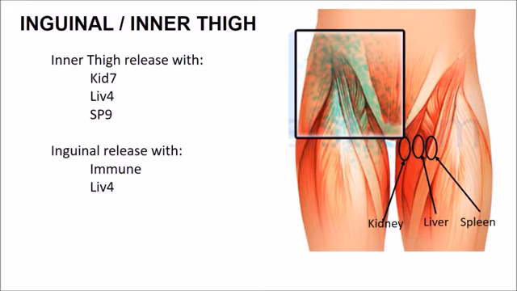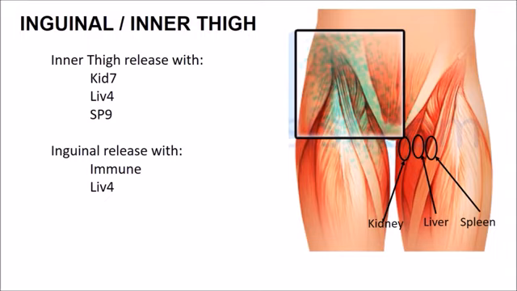Tension on the inner thigh or inguinal ligament in general must be released, because the abdominal circulation comes from the legs, and blockages in the inguinal or inner thigh will prevent you from being able to fix the abdomen. The inner thigh can be released according to the zone. The kidney, the most medial area, is usually released with kidney 7. The liver zone, around liver 12, is released with liver 4. And the spleen, the most frontal area, is released with spleen 9.